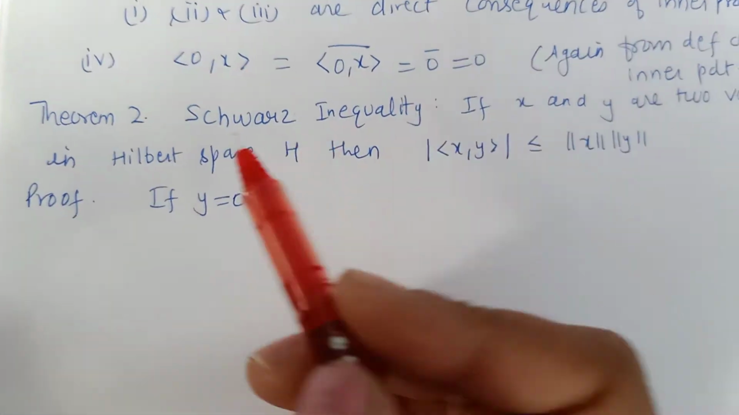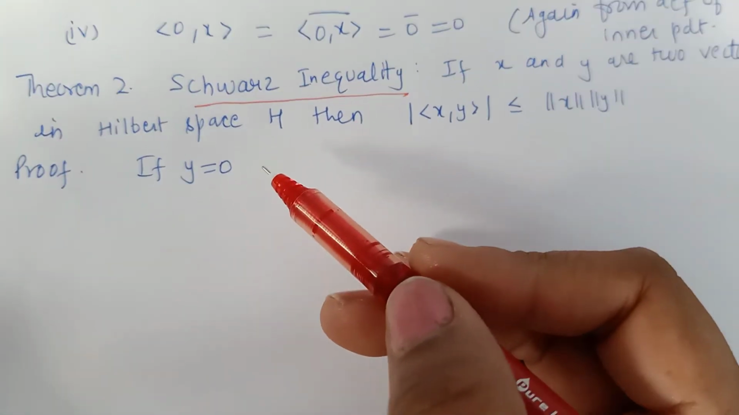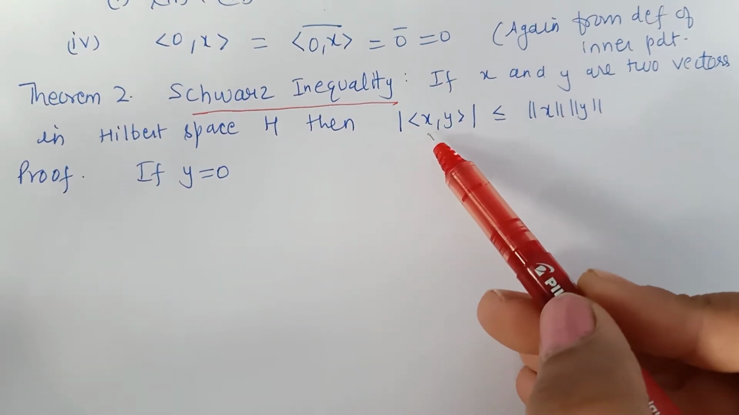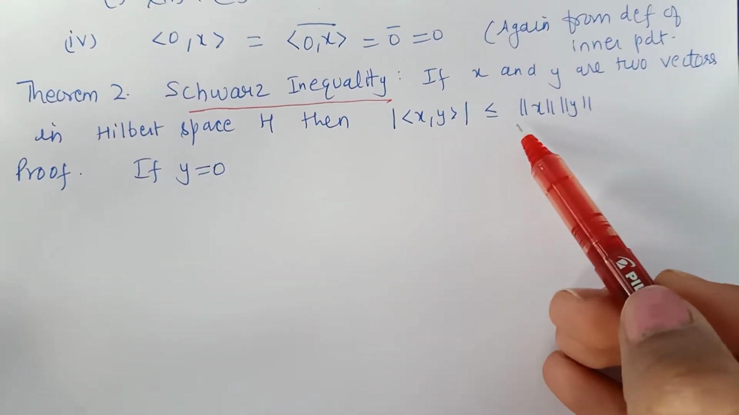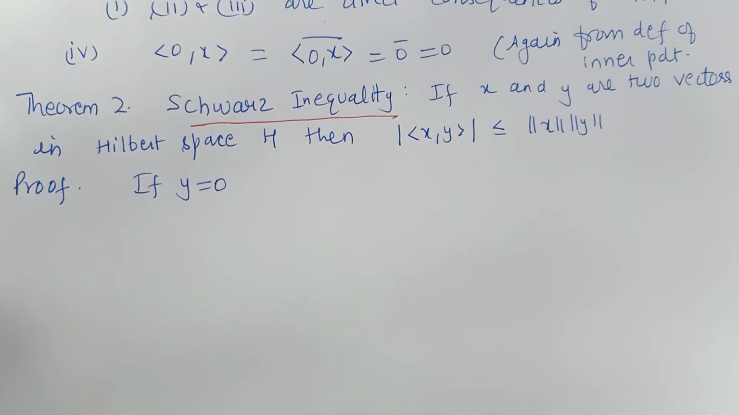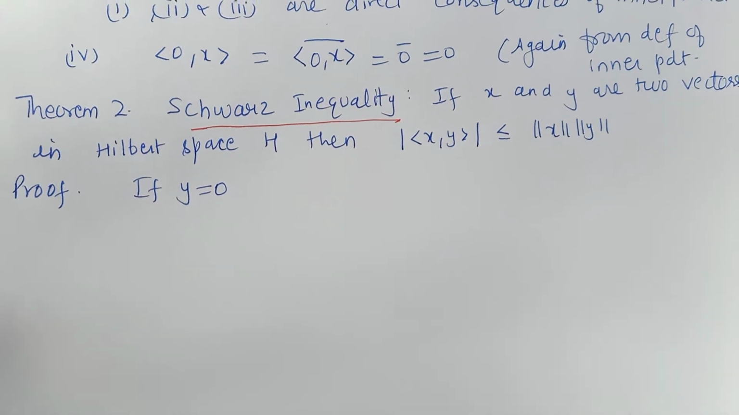So moving on to Schwarz inequality, which states that if x and y are two vectors in Hilbert space, then the modulus of the inner product of x and y will always be less than or equal to the norm of x into the norm of y. So first of all, we are assuming that y is 0.